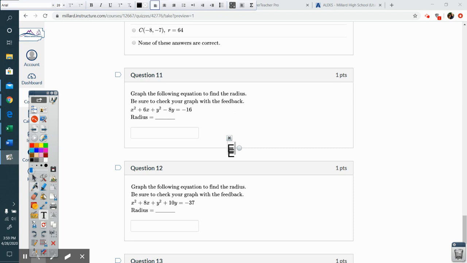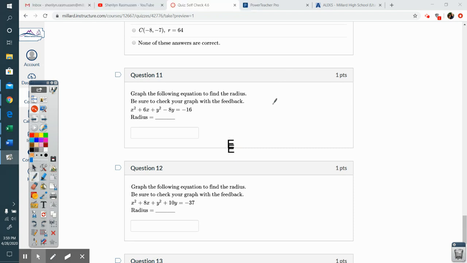Okay, so x is on one side, numbers on the other. It looks like it already has that. So half of this is 3. And on this side, we have negative 16. We want to add 3 squared. So then we also have plus y squared minus 8y, and you want to add half of this squared. So half of that is a negative 4 squared, negative 4 squared.